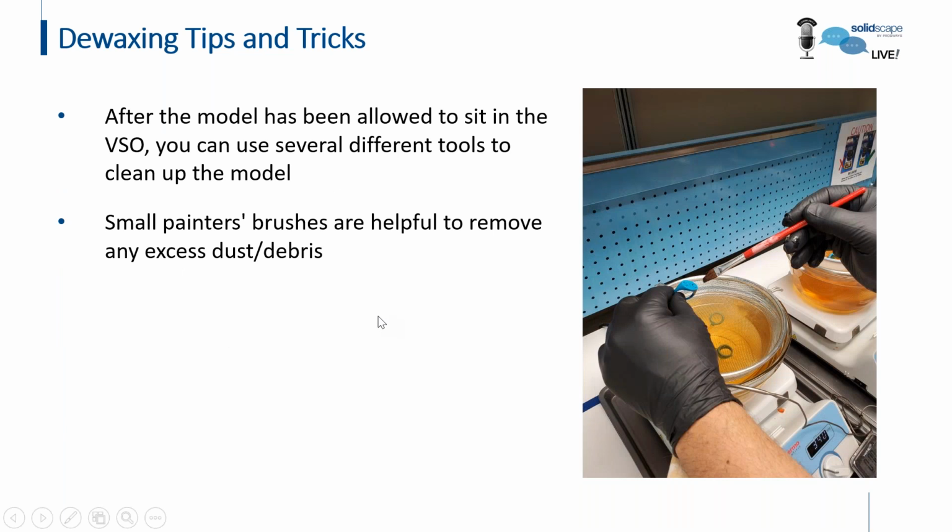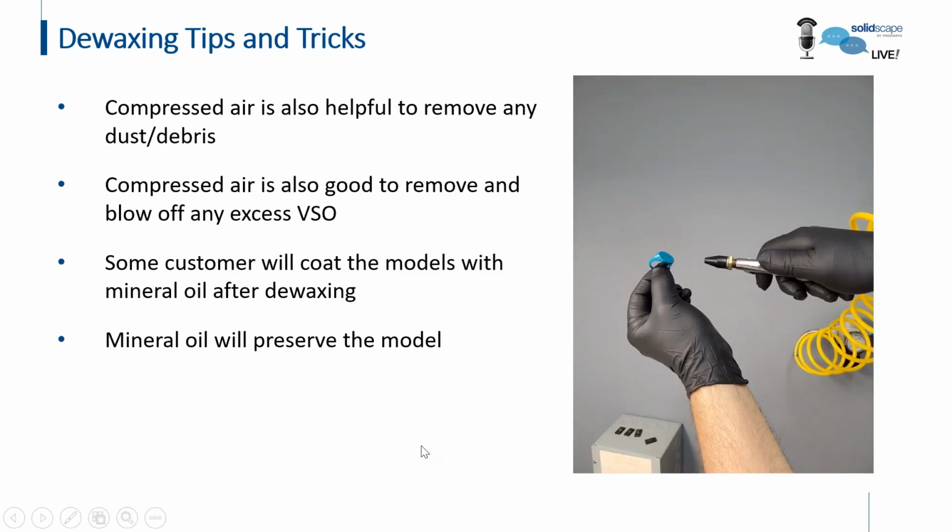So here, this picture just shows you a little bit about the brushes and how we use them. I find the small, I think they're called watercolor brushes, work well to brush the parts off. You can also use the small, gentle brushes to get into the small cracks and crevices, your settings, your prongs. And this just removes any little bits and pieces that might have collected in there. Same with the compressed air.